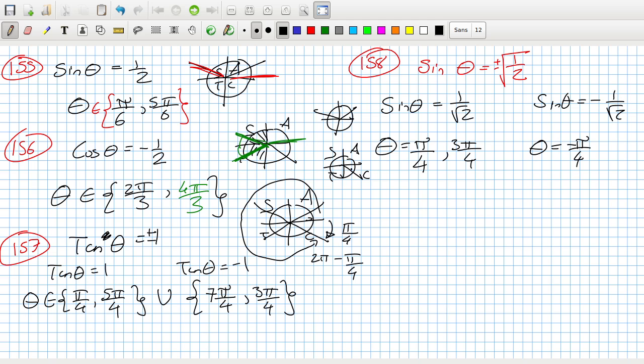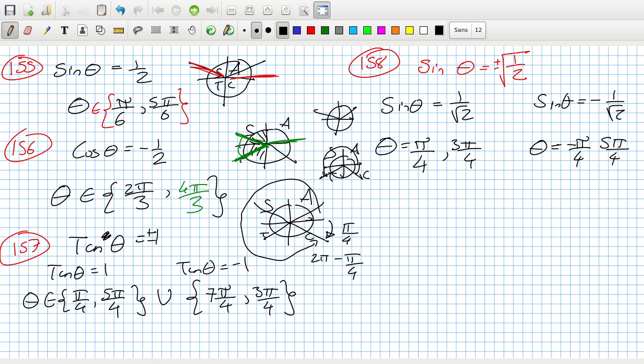It's a negative, so it's in this quadrant. And next time sine is negative again is over here. So if that's pi over 4, that's pi over 4. So it'd be all of this plus pi over 4. So that's 5 pi over 4.